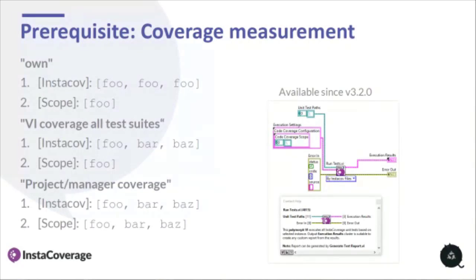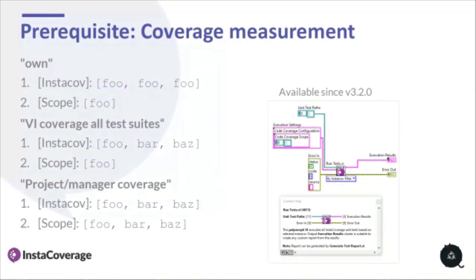A more complicated use case is the VI coverage of all test suites. You are testing one VI, which is foo. This is the scope, but you have three tests: foo, bar, buzz. Foo tests the VI directly, and bar and buzz test other VIs, but these VIs can call foo as a sub VI, and still we can measure coverage through those tests, and we aggregate the overall coverage.